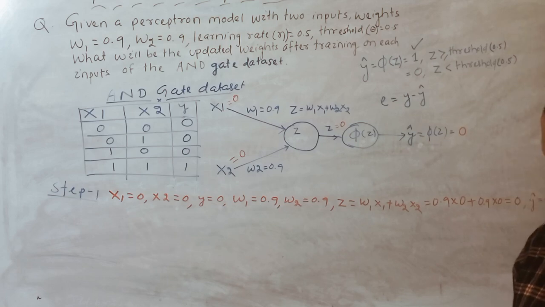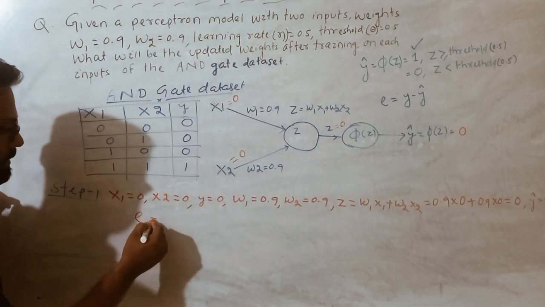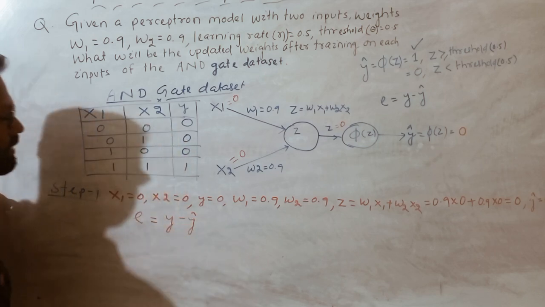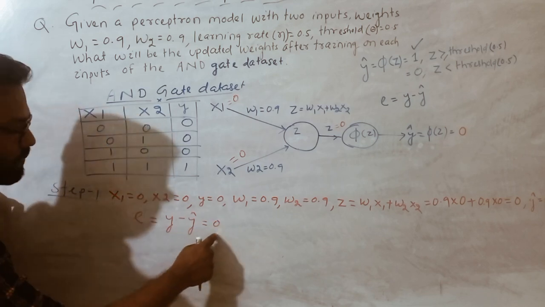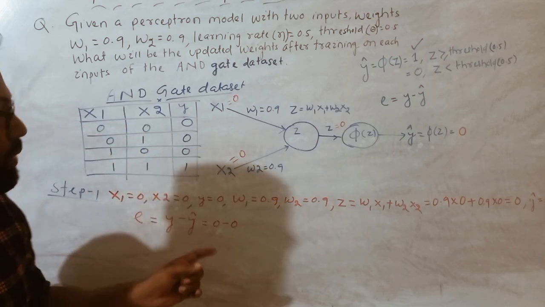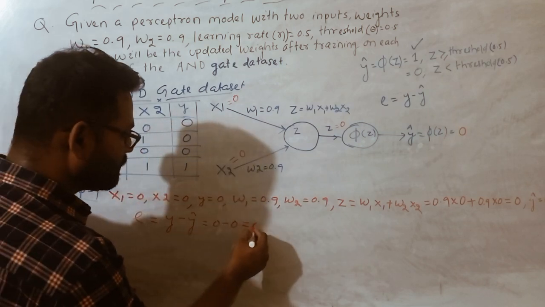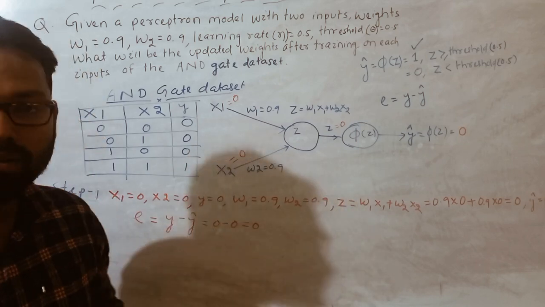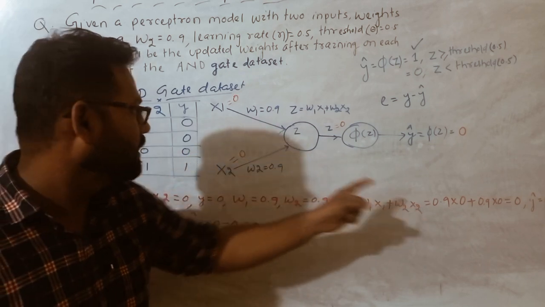Before that, we have to check what the error is. My error E is equal to my actual output minus predicted output. My actual output is 0, and my predicted output is also 0. The logic says that when both are the same, there is no need to update the weights. So here both are the same, error is 0. Once error is 0, according to the Perceptron algorithm, no need to update the weights. We keep them. So after this round, W1 is equal to 0.9 and W2 is also 0.9.